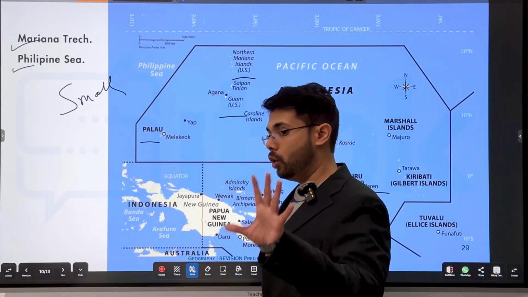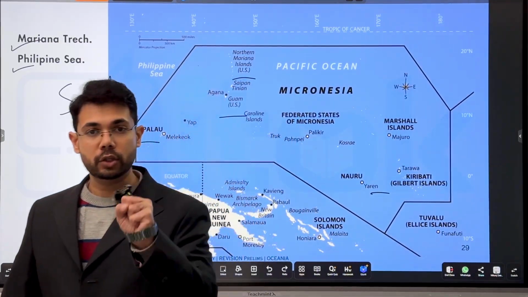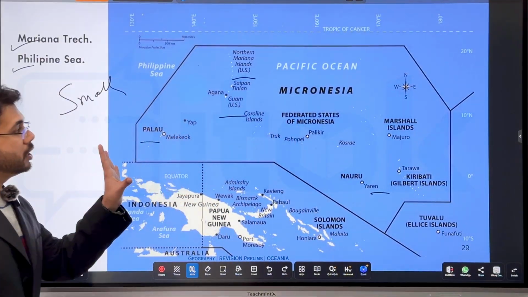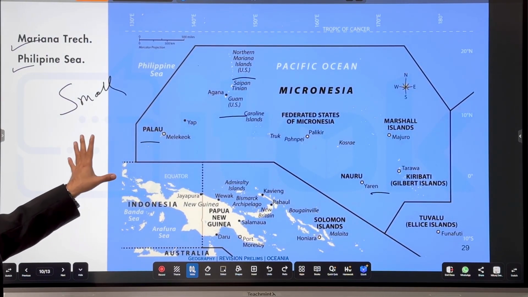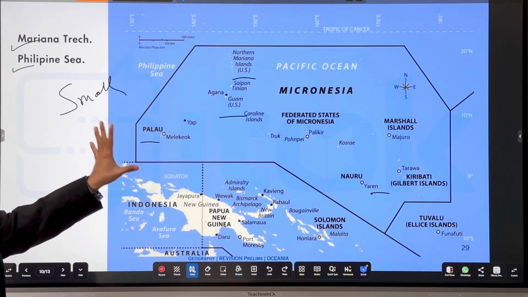Always remember, these are not countries, these are conglomerations of countries. Micronesia is many small islands in one region of the Pacific Ocean.